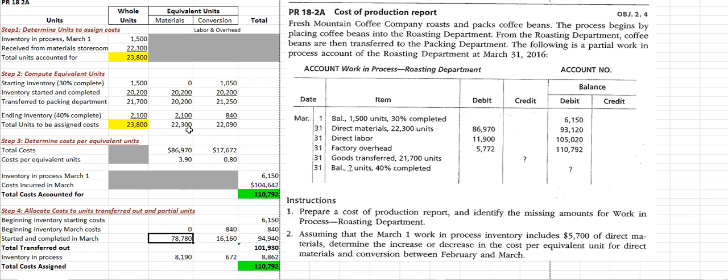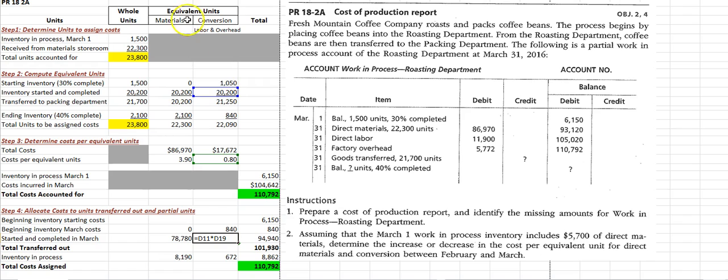What's the equivalent units started and completed? Well, we know that we started and completed equivalent units of 20,200, and we know that we're charging $3.90 as far as materials. So as far as materials goes, we're going to allocate a cost of 78,780. As far as conversion costs, again, 20,200 equivalent units, charging them 80 cents.